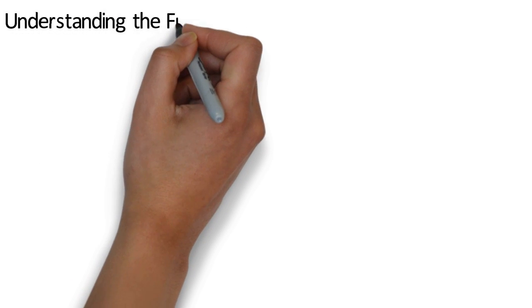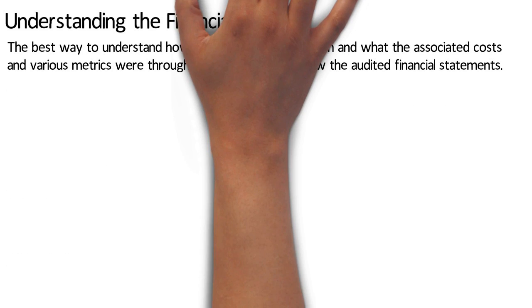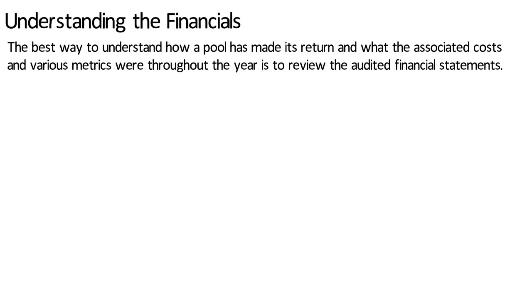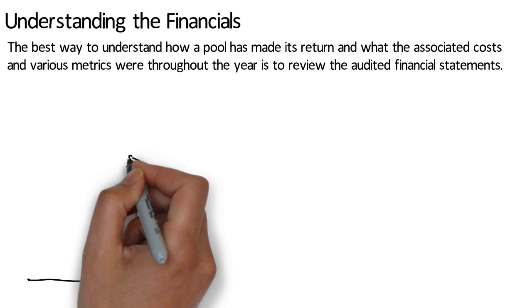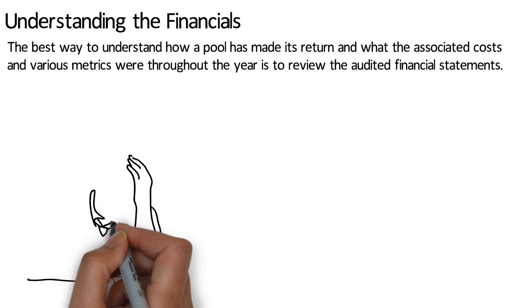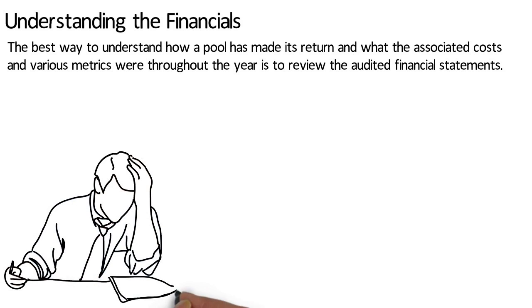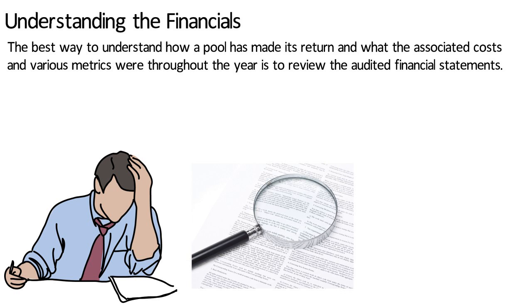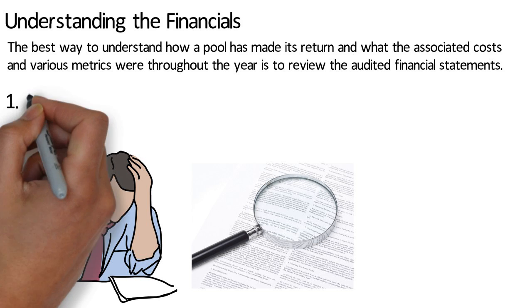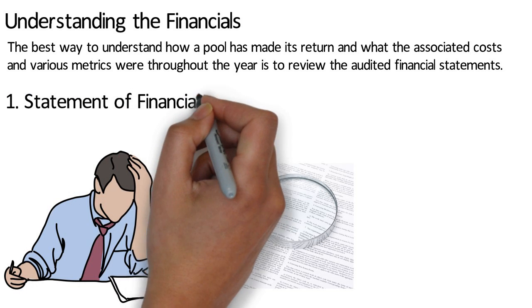Understanding the financials. The best way to understand how a pool has made its return and what the associated costs and various metrics were throughout a year is to review the audited annual financial statements. Unfortunately, most investors waive the option of receiving these financials as it's hardly something to do with your free time. However, there is very useful information found in the details. In this regard, we wish to point out specific areas found within the financial statements which might be of interest.